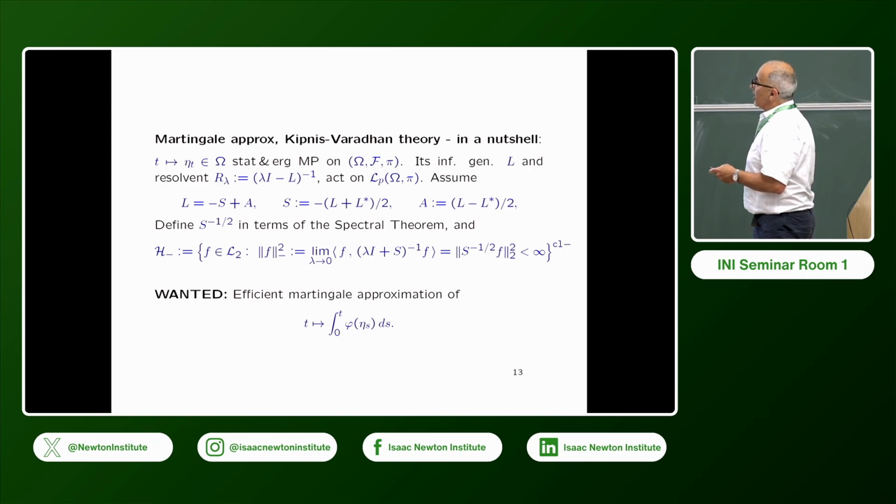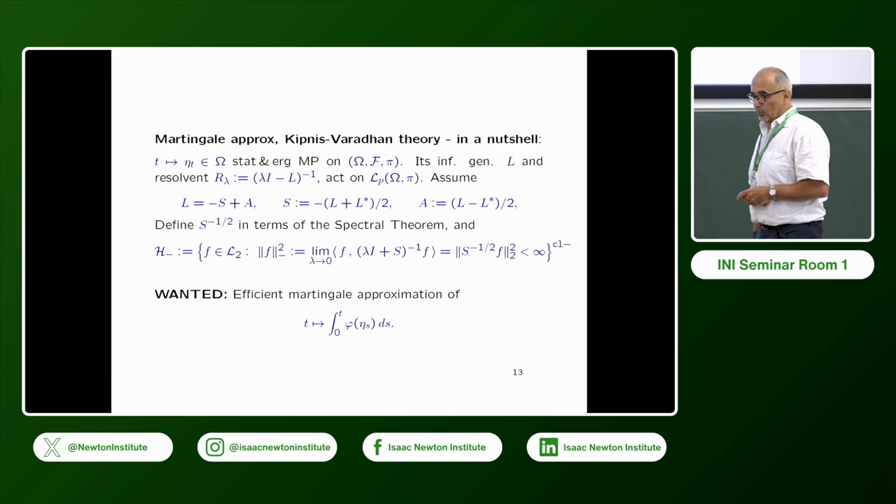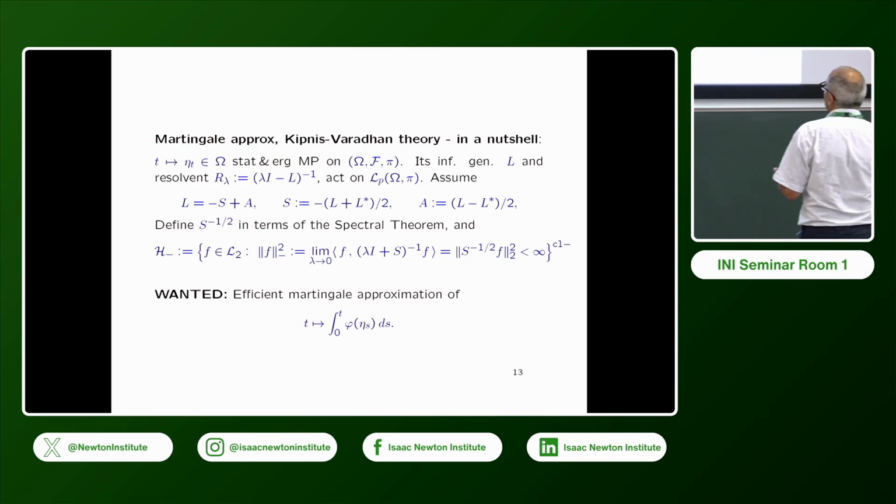we have a continuous time Markov process, which is stationary and ergodic on a probability space. I call its infinitesimal generator L, and its resolvent R_lambda, and I think about them as acting on the L^p spaces. I will probably need only p equal 2 or 1. But anyway, it makes sense.